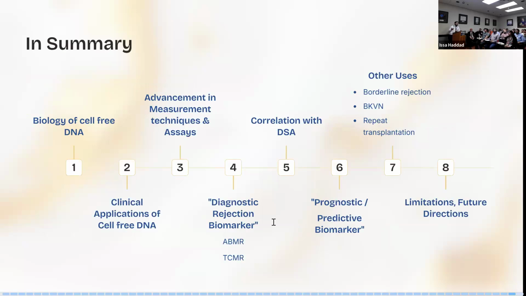So this is the summary of my talk. I think we touched base on the biology of cell-free DNA, the different applications, how the measurement techniques advanced, use of donor-derived cell-free DNA in rejection, correlation with DSA, prognostication, and some other uses that are in the literature.